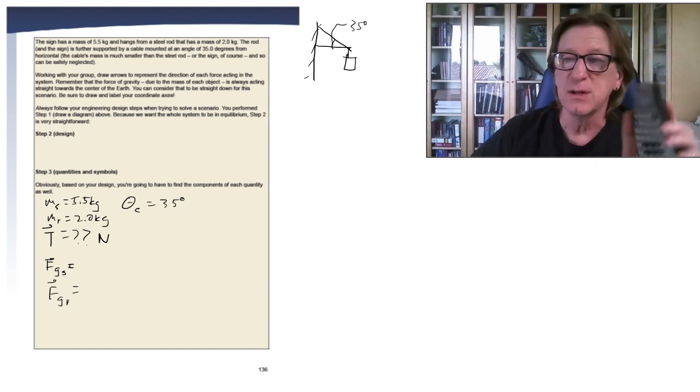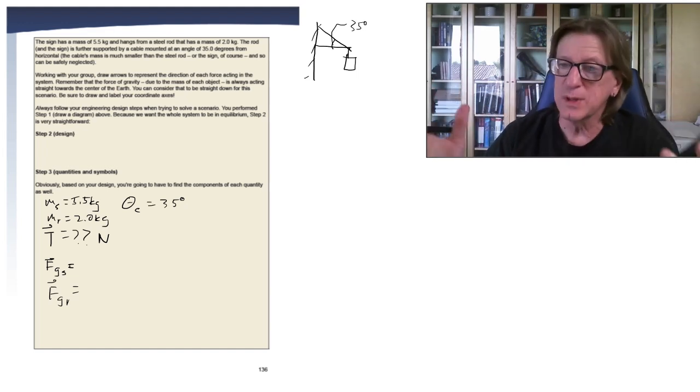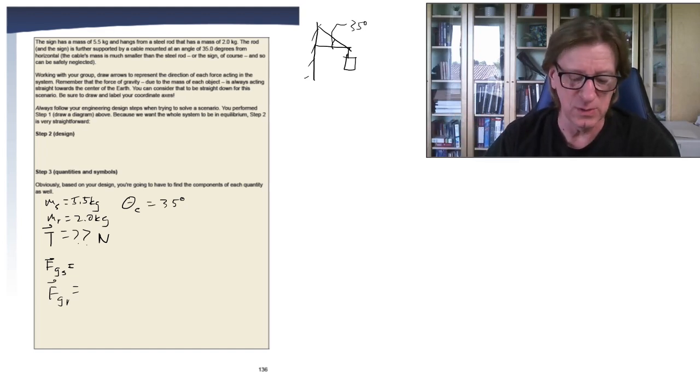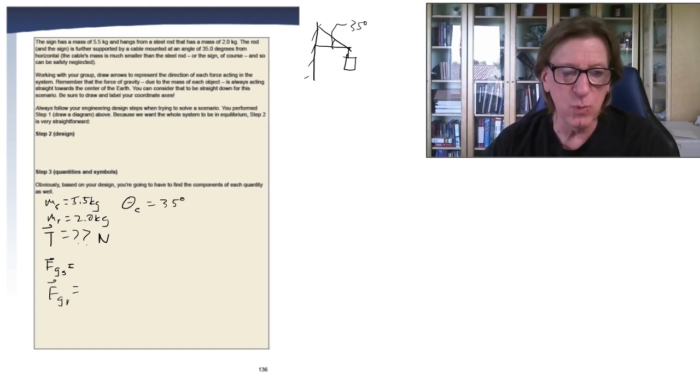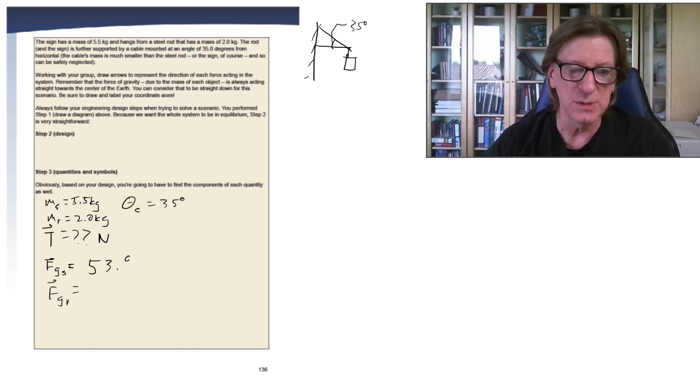All right, so pull out your calculators. We're going to quickly just find this weight, because you're going to get to where you can just do this quickly. So it's going to be 5.5 kilograms for the sign times 9.81. So it has a weight of 53 point, well, it's really about 54.0. So let's go ahead and use that, 54.0.